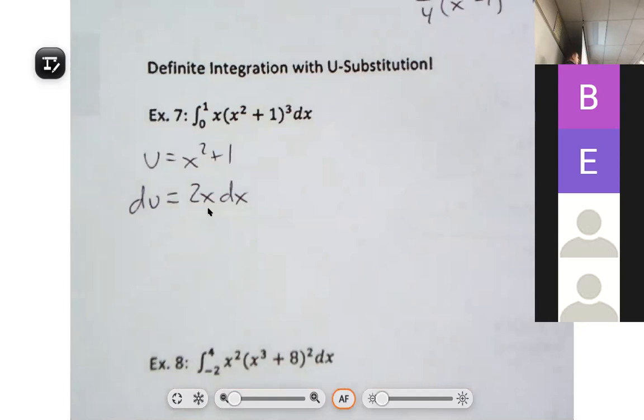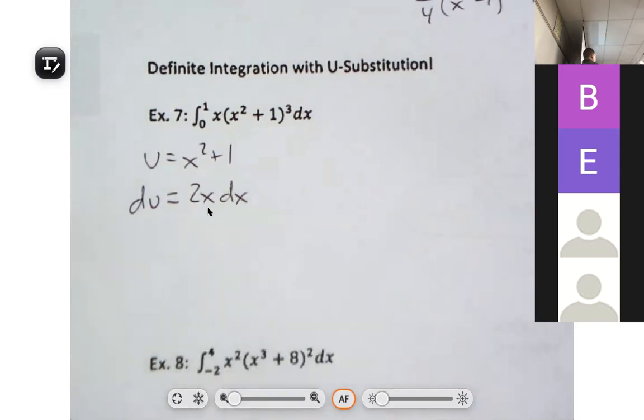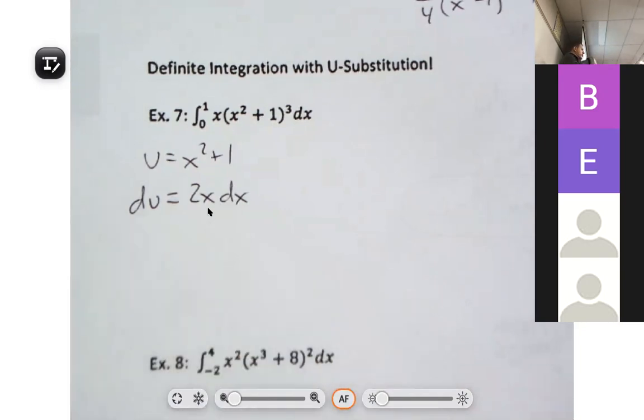I remember especially when I first started teaching this class, I would forget to put the dx on the end all the time. And then I would get stuck in my work when I'm trying to figure out what to replace. Make sure you put that dx on the end. Once I get here, I always stop. And now I think about my substitutions, what I'm trying to replace.